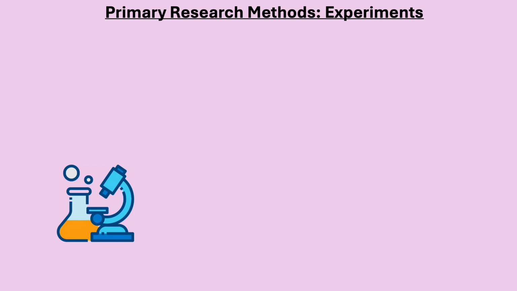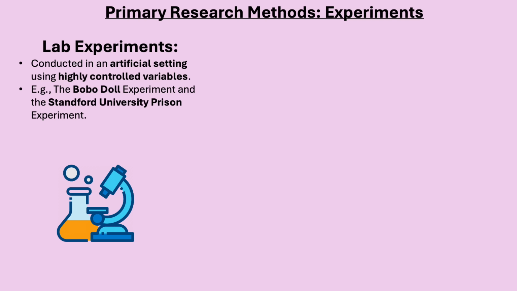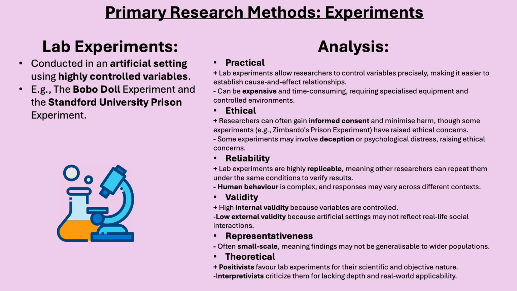Moving on swiftly, we're really cooking on gas. We have primary research methods, and we're looking at experiments first. So lab experiments are conducted in an artificial setting using highly controlled variables, and examples of these are the Bobo doll experiment and the Stanford University prison experiment. Here's an analysis. I'll let you pause the video and do that to save time.